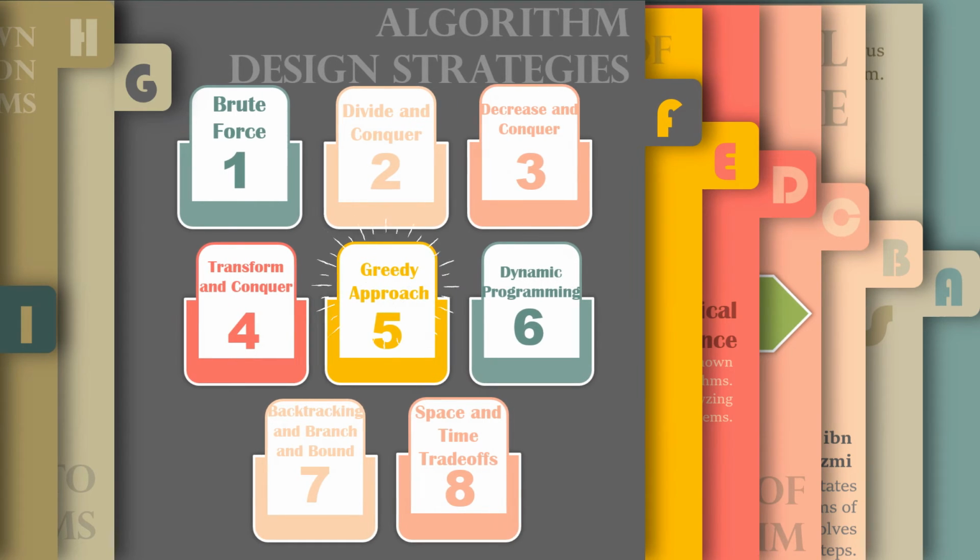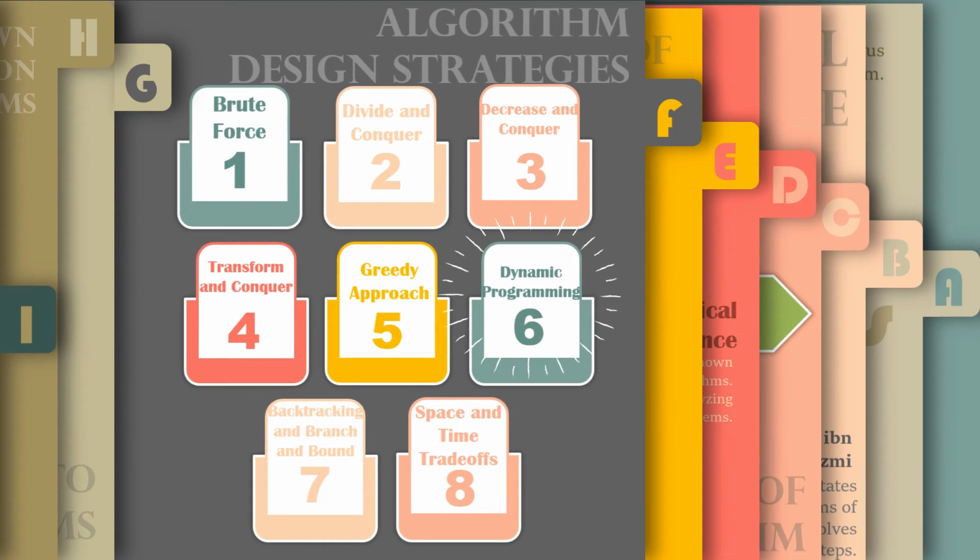Number 5, the greedy approach is a solution constructed through a sequence of steps, each expanding a partially constructed solution obtained so far. At each step, the choice must be locally optimal. An example of this is finding the shortest distance in graphs. Greedy approaches are mainly used to solve optimization problems. They do not always give the best solution.